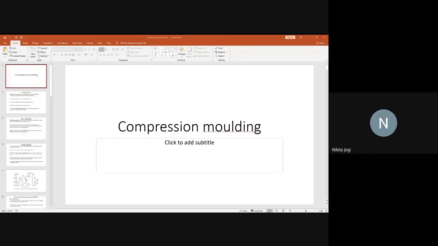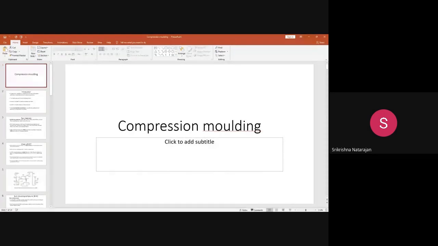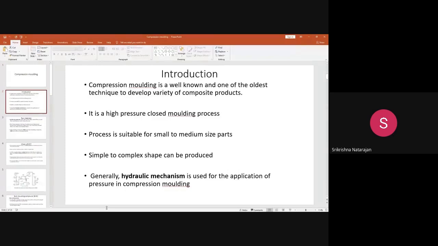Yes, good afternoon. Okay, so we shall move on to the lecture now. The topic of today's discussion is another method of fabrication of composites. It is compression molding. We shall move on to the introduction.